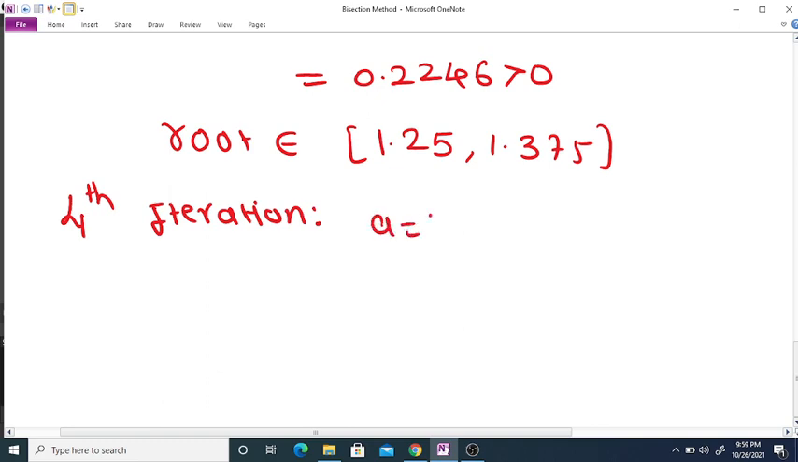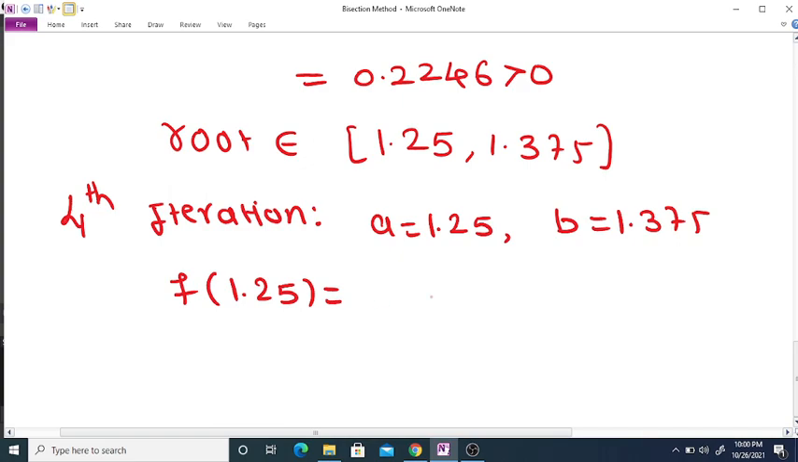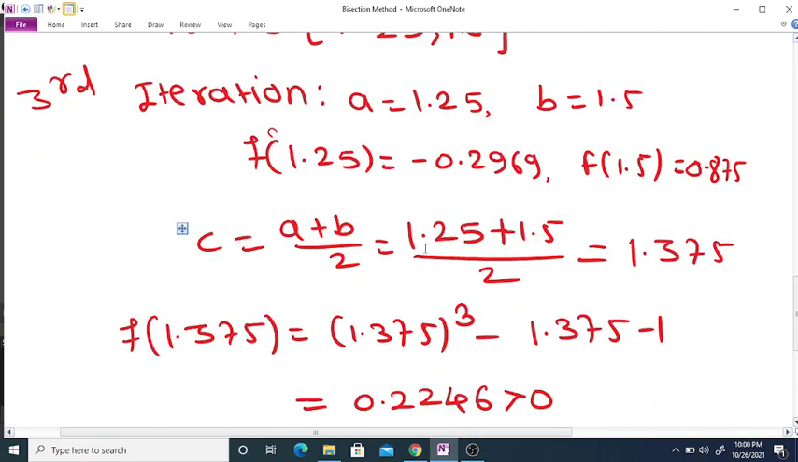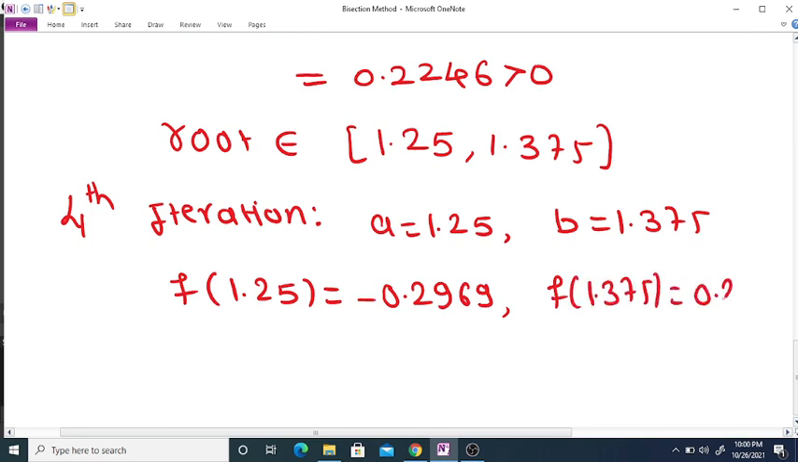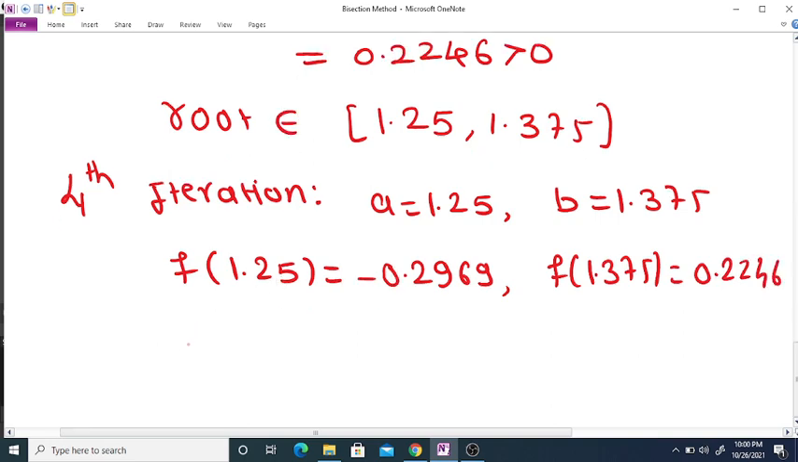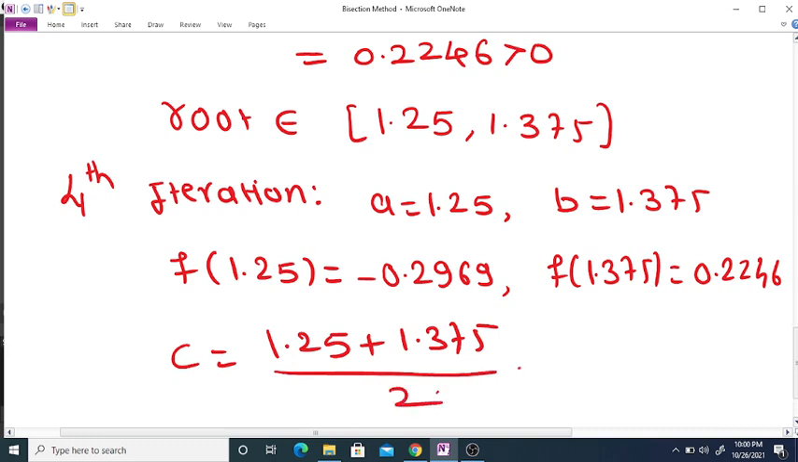In the fourth iteration, a is equal to 1.25, b is equal to 1.375. Here f of 1.25 is equal to minus 0.2969 and f of 1.375 is equal to 0.2246. So again we want to determine the value of c. So c is equal to 1.25 plus 1.375 divided by 2.